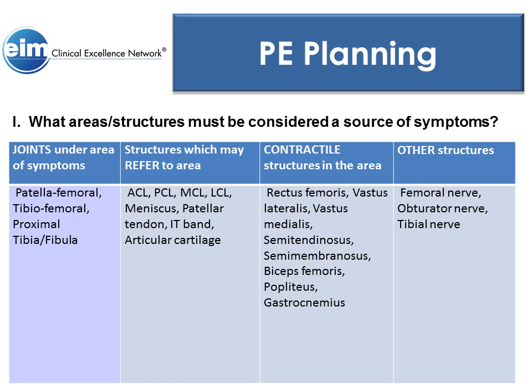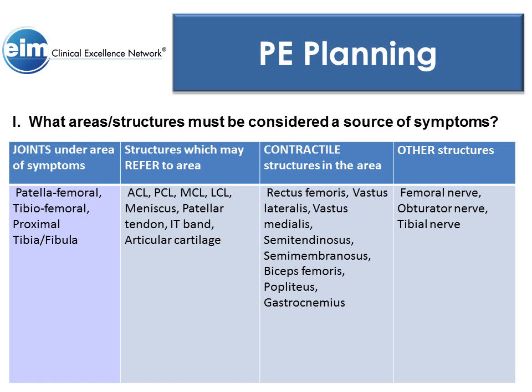Some of the structures that can be considered as a source of these symptoms are the patellofemoral joint, tibiofemoral joint, and the proximal tibia fibula. Structures which may refer there, we have all the structures of the knee, really: ACL, PCL, MCL, LCL, meniscus, patellar tendon, IT band, also the articular cartilage.